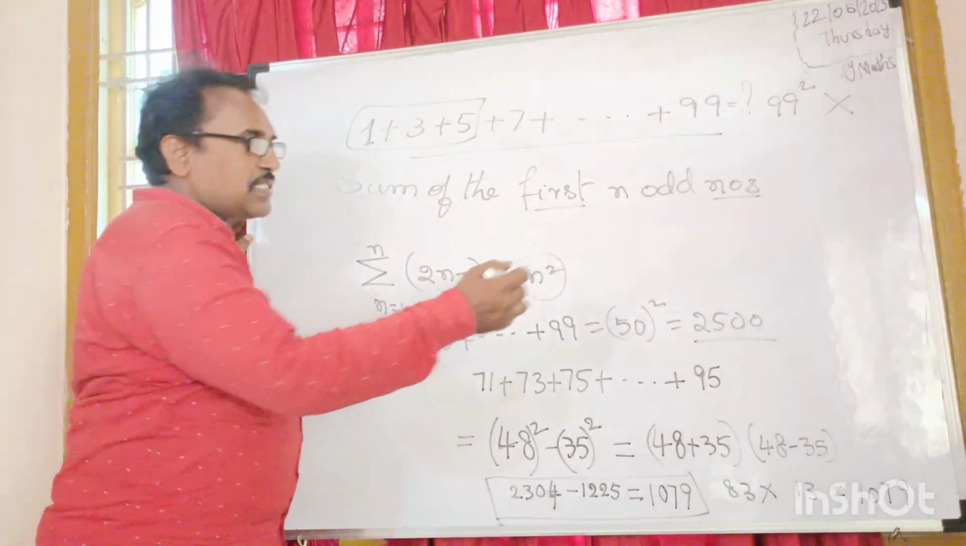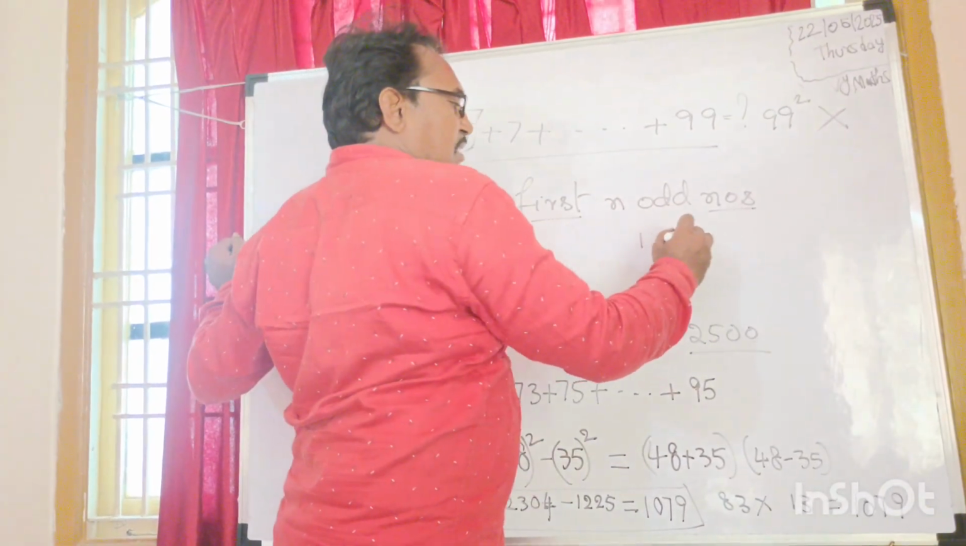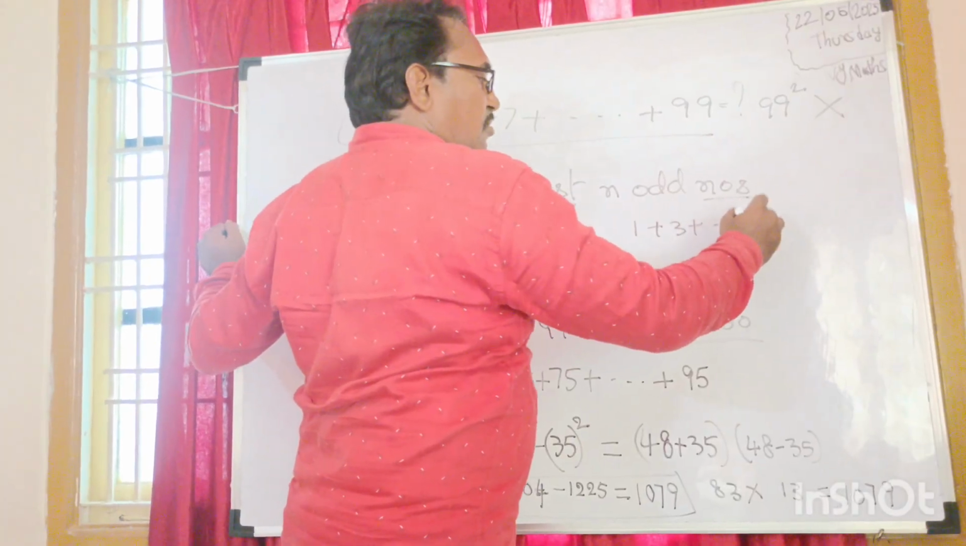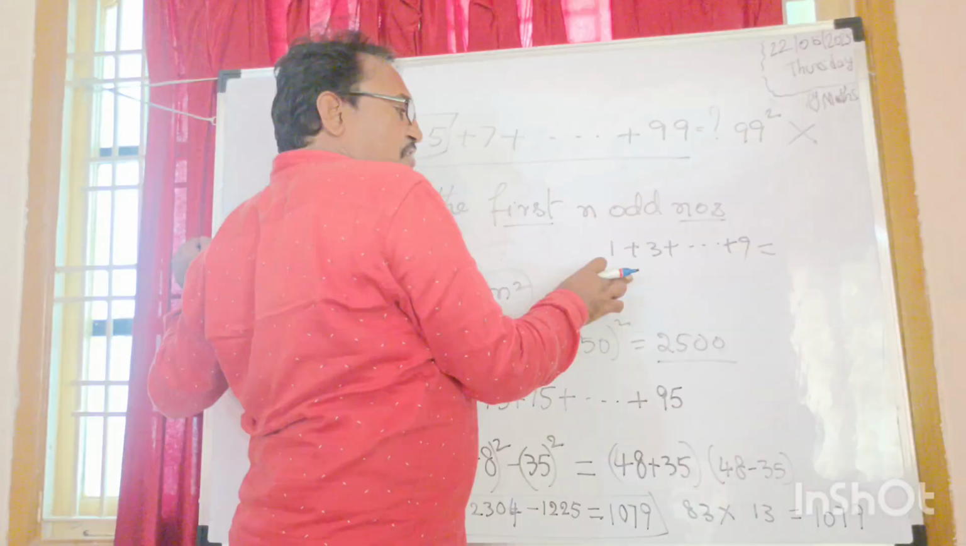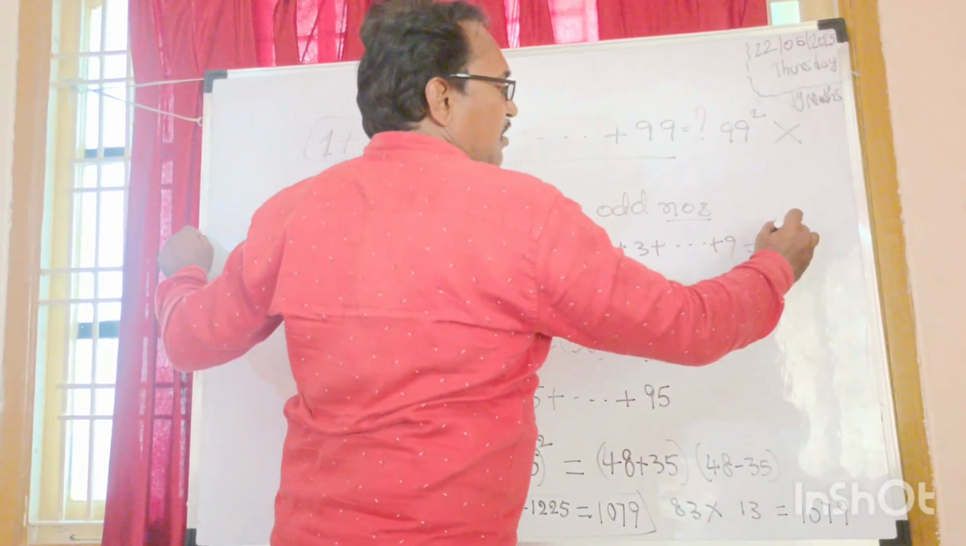1 plus 3 plus any number. Suppose 1 plus 3 plus and so on up to 9. In the first 10 natural numbers, you have 5 odd numbers. So it is 5 square, 25.